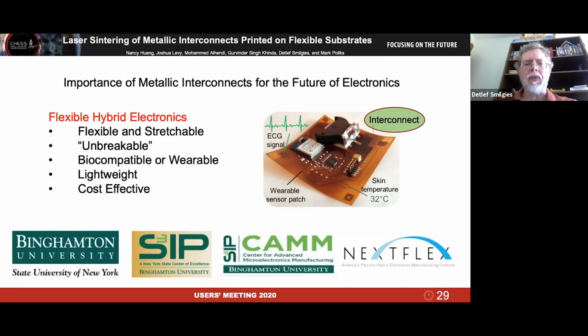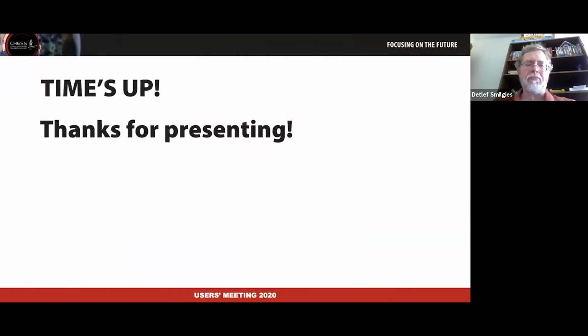Hybrid means that we want to combine these flexible substrates with silicon-based integrated circuits. And on the right of my little slide, you see one of these examples. And the key part here is the interconnect that connects our substrate materials with the integrated circuits. And I'll tell you more in my poster.